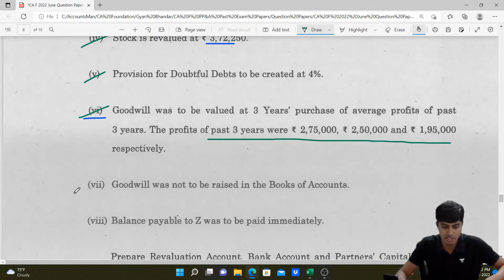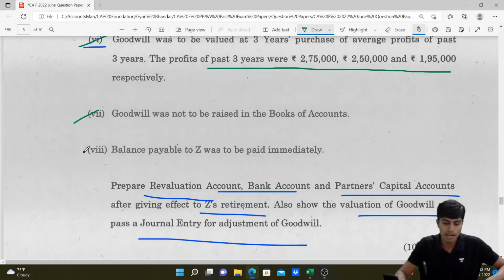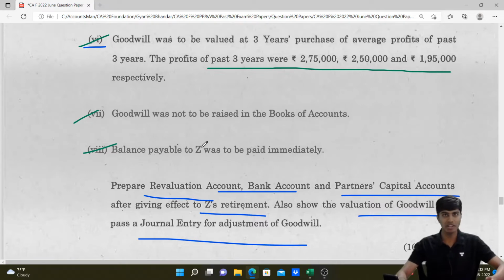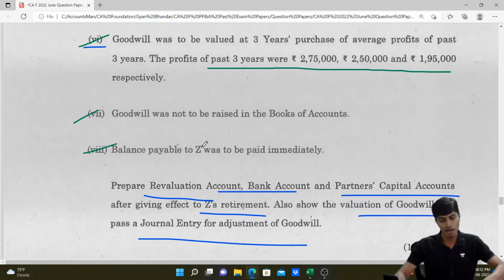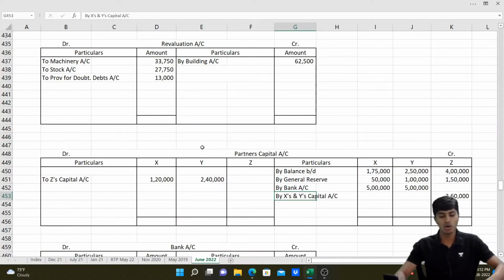This adjustment is done. Goodwill was not raised. The balance payable to Z was paid immediately. So in Z's capital account, the balancing figure will not be balance carried down. Instead, it will be to cash or bank. In this case, we have a bank account, so it will be to bank. That's it, guys. We're done with all the adjustments.